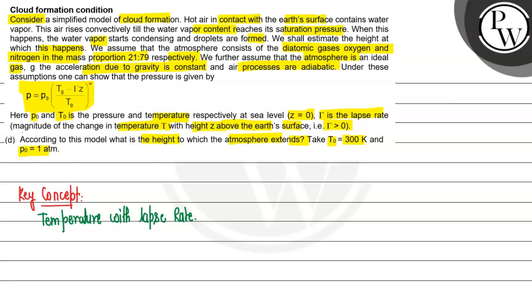For example, we can suppose that at the point where the atmosphere extends to its end, the temperature is minimum, and the minimum temperature is like 0, right? And the temperature at that point will be calculated as what? That will be T naught minus lapse rate times z, which is equal to 0. So we can say that T naught is equal to lapse rate times z, and the z we have to calculate. z will be T naught divided by the lapse rate, right?